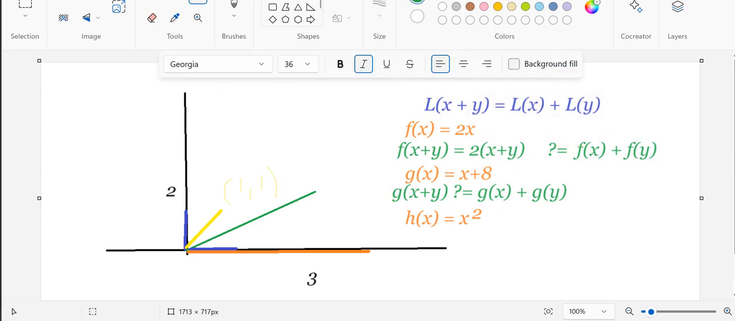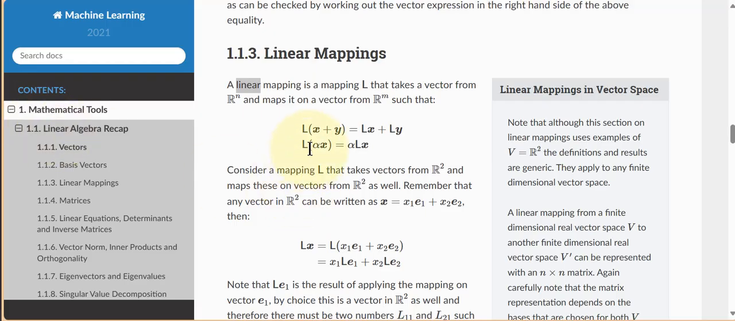It's not linear. And I'll let you work this one out yourself. This is also not linear. You can just try it. Do the same kind of thing that we just did here to see if h of x plus y is equal to h of x plus h of y. And it won't work. So h is also not linear. So anyway, this is one of the conditions for saying that something is a linear function, or actually a linear mapping.